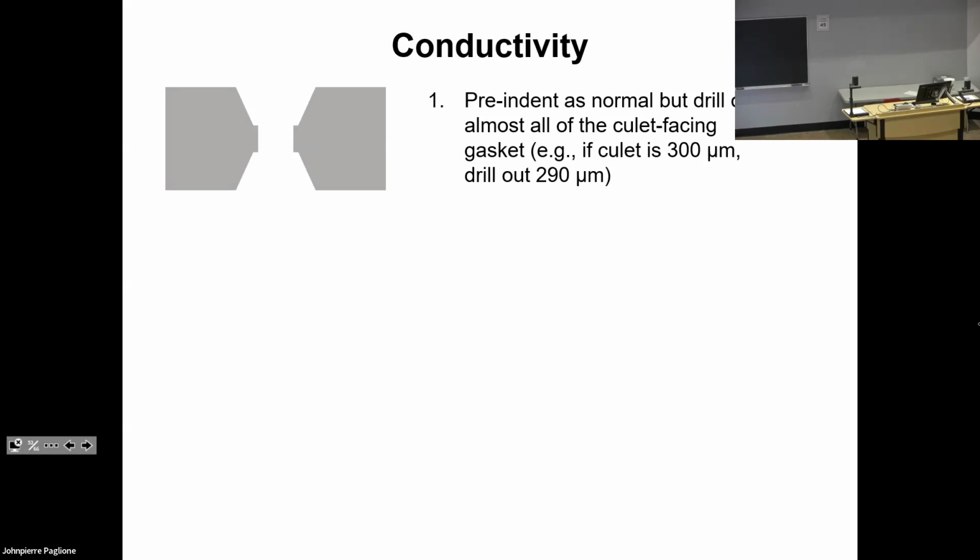So the issue is that if you want to lay electrical leads on your sample and measure conductivity, the gasket itself, if it's steel or some other metal, is usually conductive. And so you need a way to insulate those electrical leads from the gasket but still contact the sample. So what we do typically is take our gasket and actually drill out almost all of that area that was touching the culet, and only have just a little bit left. So if the culet is 300, maybe drill out 290.